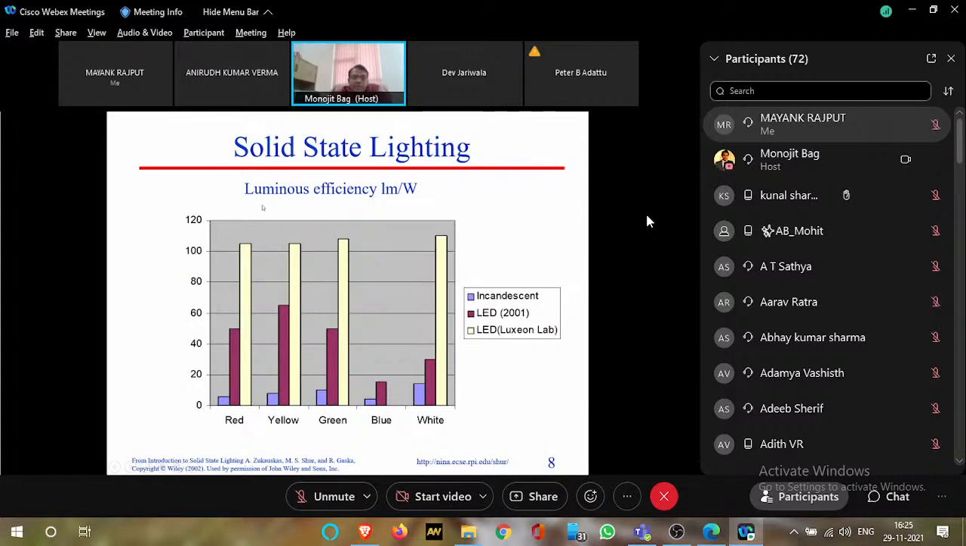Definitely, the luminous efficiency has gone up over a period of time, and that is not only for the color LEDs, like red, yellow, green, and blue, which were initially very bright, but nowadays white LEDs also have very high efficiencies. So that is the reason nowadays all these lightings are based on solid state light.